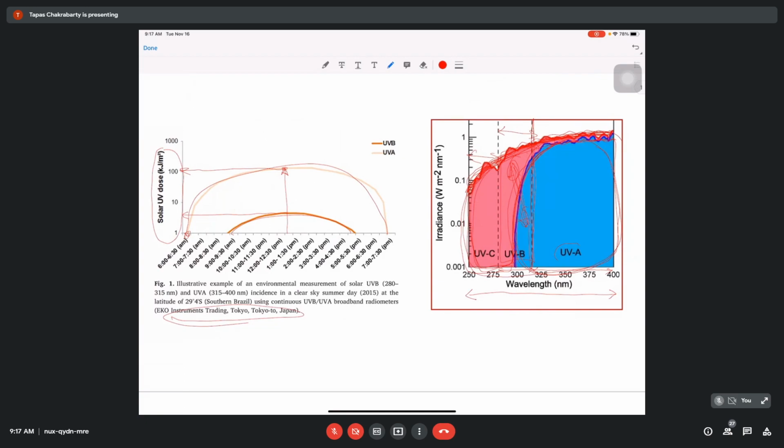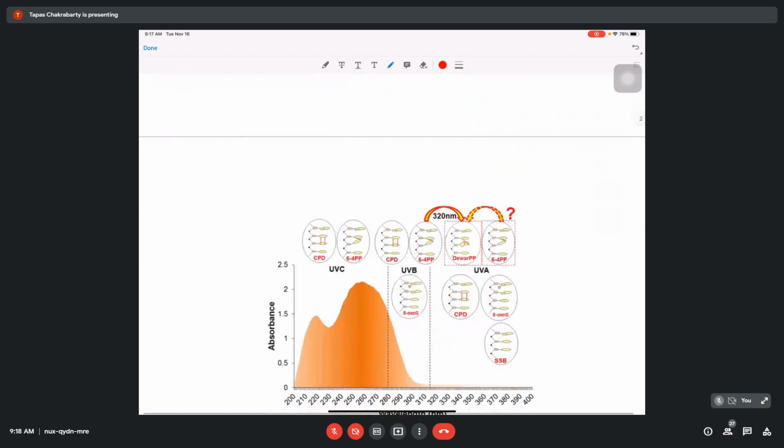Can you just repeat that part once again? Which part, like among UVA, UVB and UVC, which is absorbed the most? Tell me once again. Okay, I'm coming to the absorption part actually. Yes, the absorption part I am coming to.